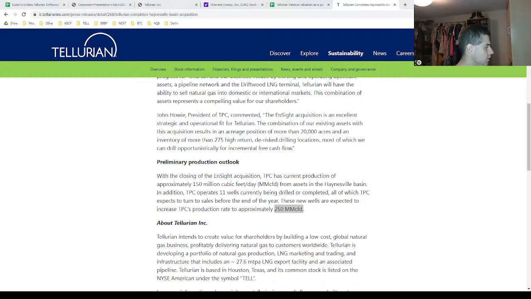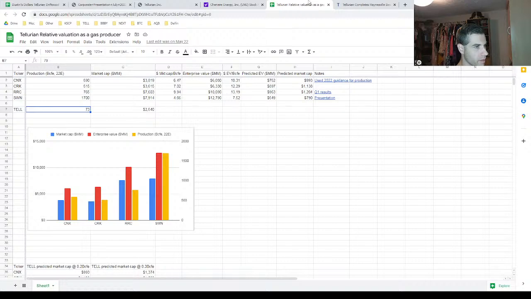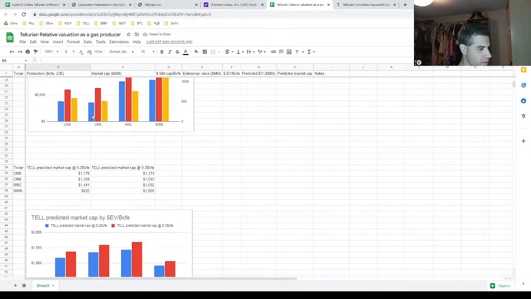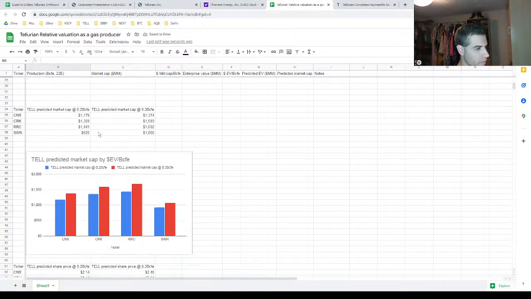Right, so 250, so 0.25 BCF per day times 365 would be 91. That's right. I'm getting my numbers off. So using some older numbers, that would be 91. And based off of these, again, old valuations that I had, that would put their predicted market cap.